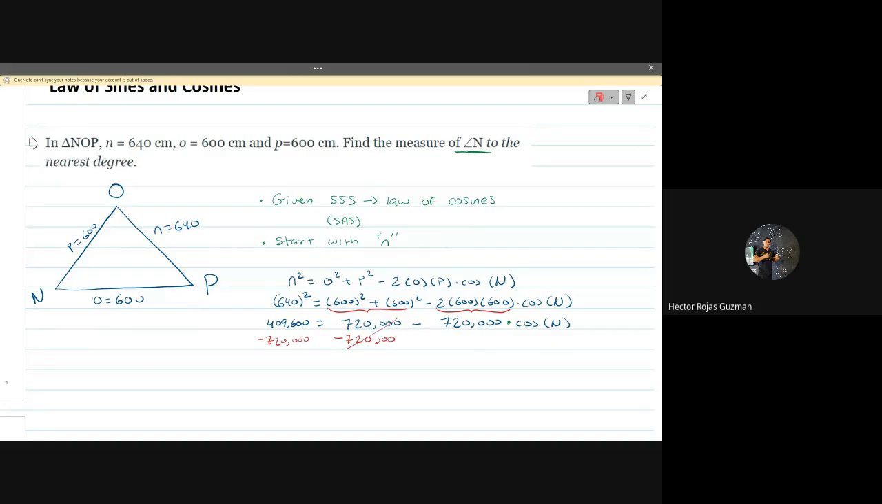So 409,600 minus 720,000 gives me negative 310,400 equals. Now, we're going to have to bring this whole thing down, including the negative. Don't forget about the negative. Equals negative 720,000 times cosine of N.